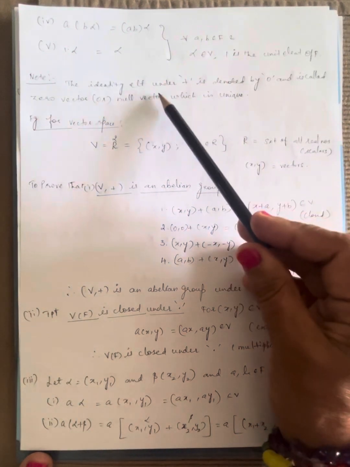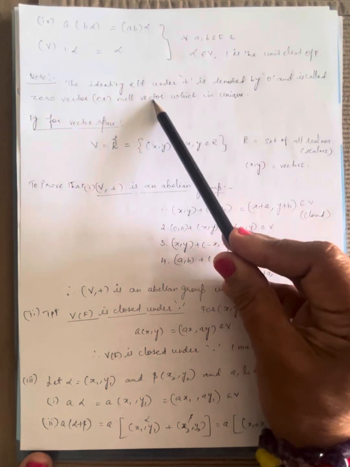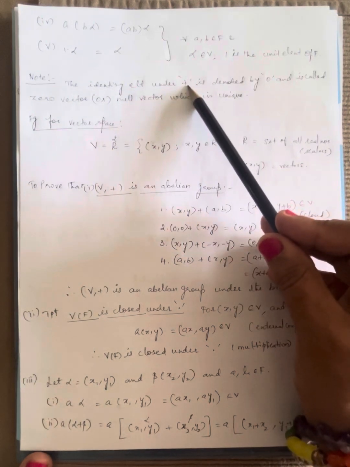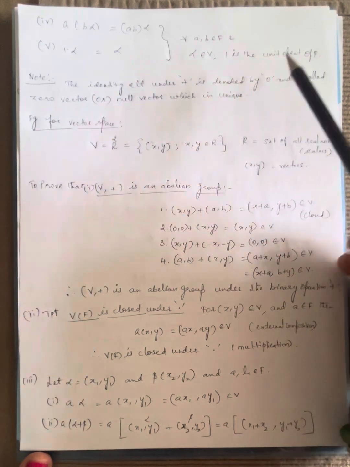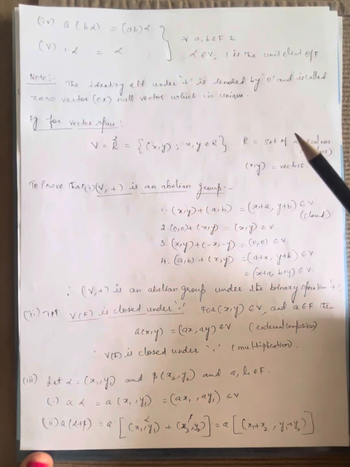The identity element under plus is denoted by 0 and it is called the zero vector or null vector, which is also unique. So in terms of plus, the identity element is 0. In terms of dot multiplication, 1 is the unit element. So this is the overall definition of a vector space.